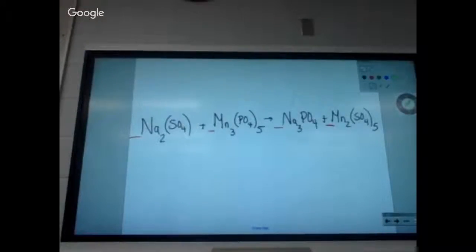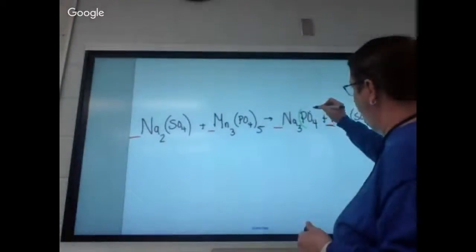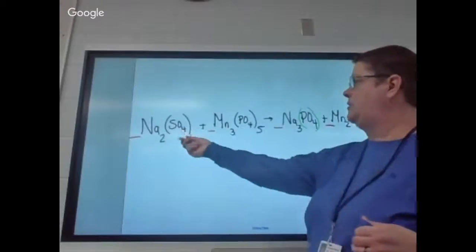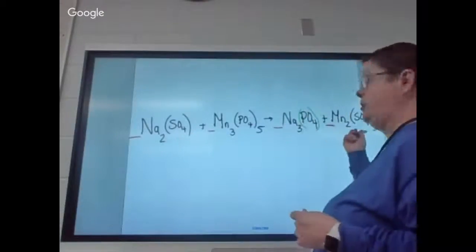All right, so we want to balance these. Rather than counting the elements in the parentheses separately, we're going to balance them as whole units. Okay? So, the easiest way to balance these is to count them as sulfate. So, I'm going to first of all put parentheses around my PO4, so it matches my PO4 here. SO4 I drew parentheses around so it matches there.